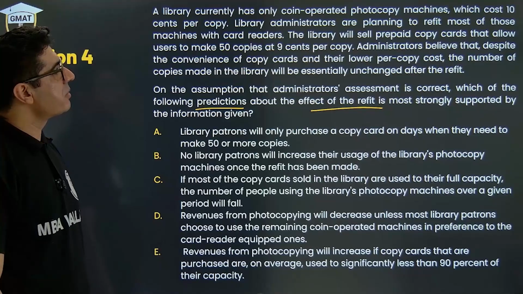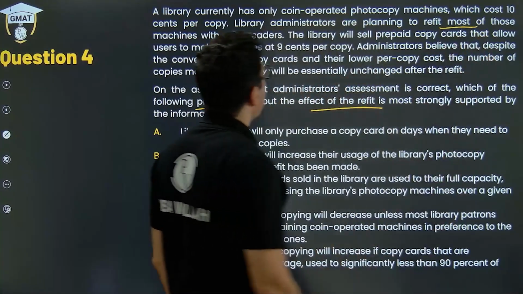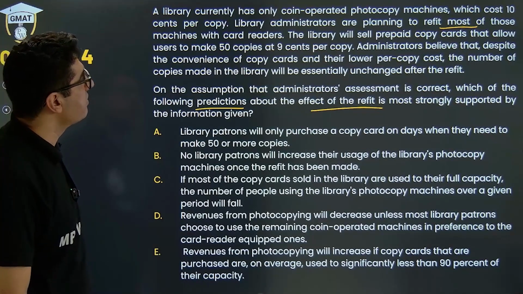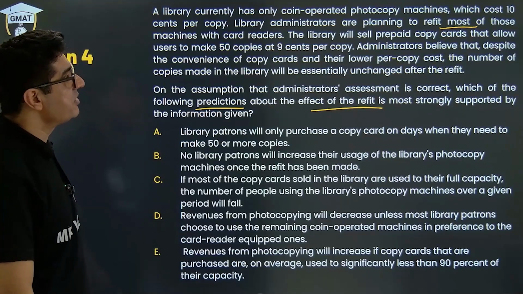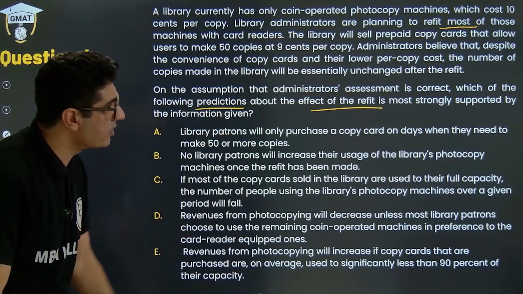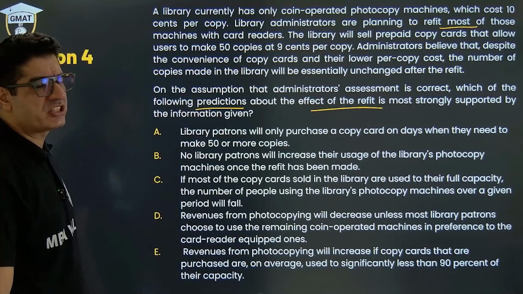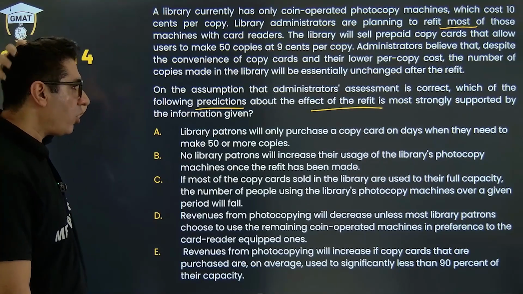Library administrators are planning to refit most of those machines with card readers. The library will sell prepaid copy cards that allow users to make 50 copies at 9 cents per copy. They're giving a discount. Administrators believe that despite the convenience of copy cards and their lower per copy cost, the number of copies made in the library will be essentially unchanged after the refit. So we have the information. Now let's go to the options.